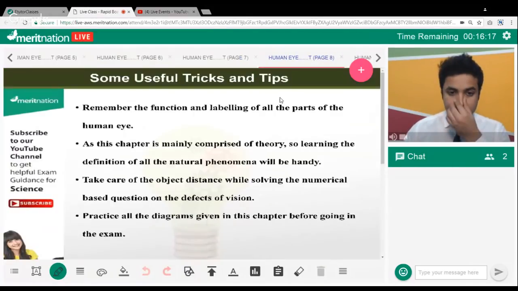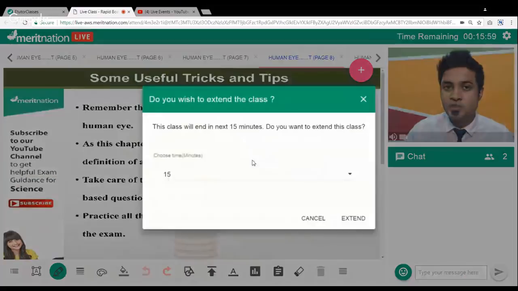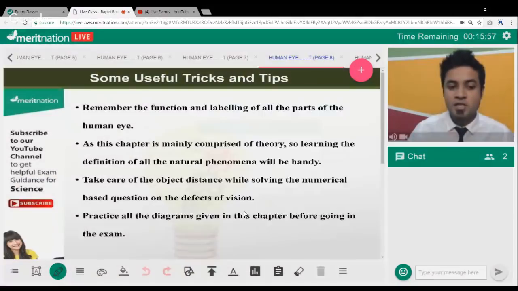Now, yes guys, there are some useful tricks and tips. Remember the functioning and labeling of all the parts of the human eye, right? As this chapter obviously comprises mostly theoretical parts, learning the explanation of all the natural phenomena will be handy. And take care of the object's distance while solving numericals based on defects of vision.